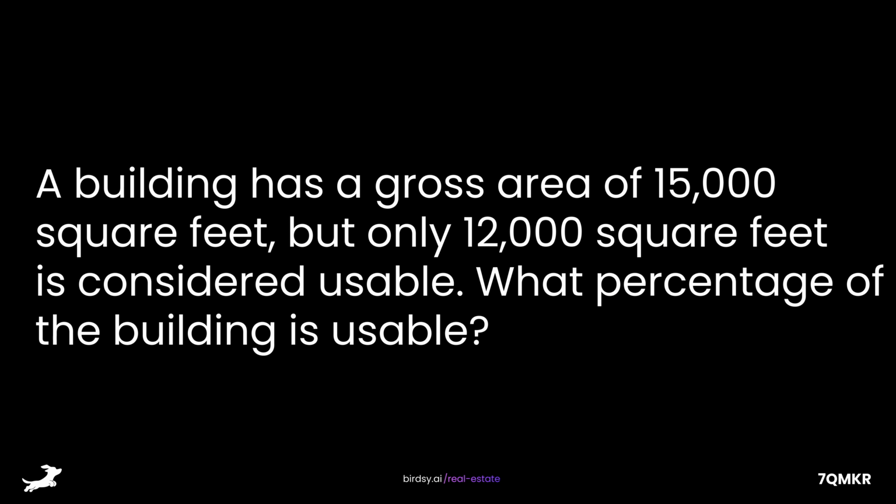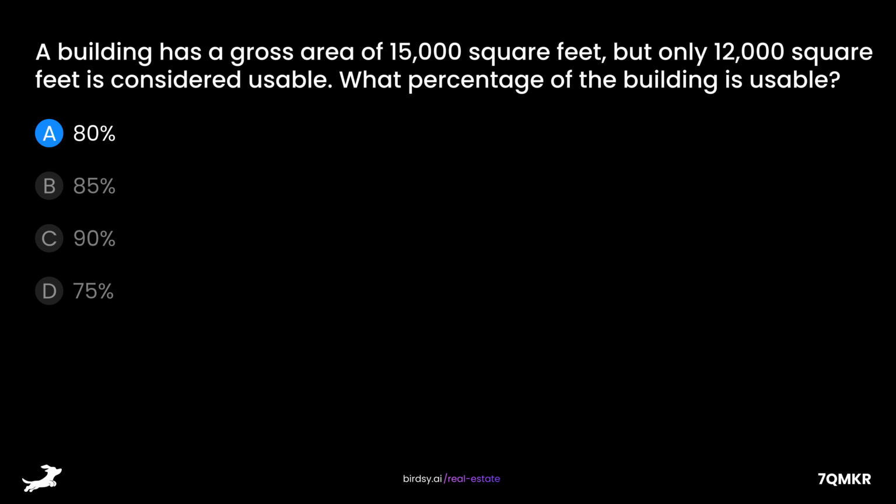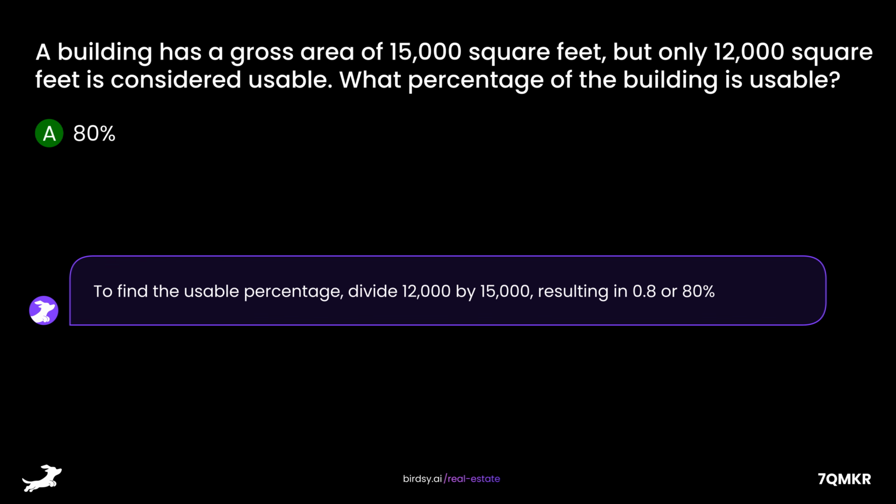A building has a gross area of 15,000 square feet, but only 12,000 square feet is considered usable. What percentage of the building is usable? Is it A, 80%, B, 85%, C, 90%, or D, 75%? The answer is A, 80%. To find the usable percentage, divide 12,000 by 15,000, resulting in 0.8 or 80%.